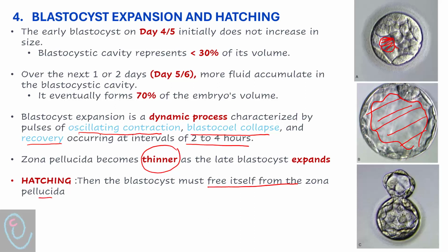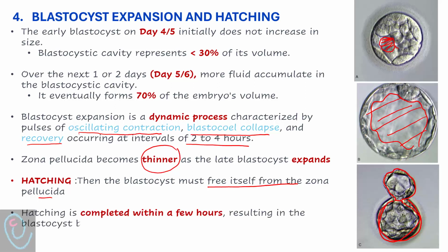As you see in this picture, this is the zona pellucida, and the blastocyst has started to escape from inside the zona pellucida. Hatching is completed within a few hours, resulting in the blastocyst being separated from the empty zona pellucida. And now the blastocyst becomes capable of implantation, which will be discussed in the next presentation.